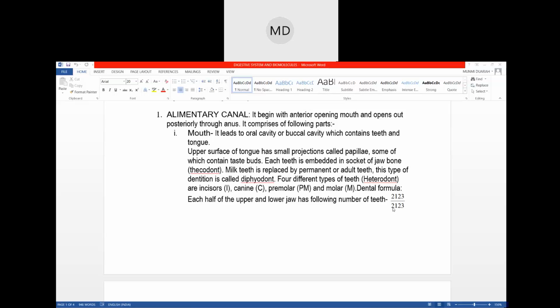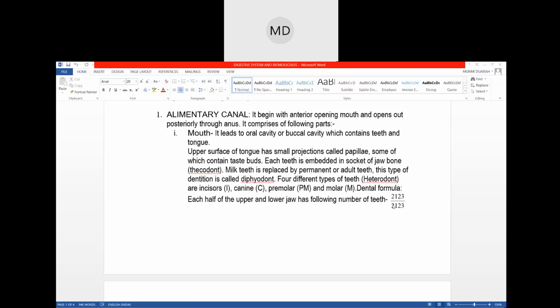The same thing applies for the lower jaw also. 2 incisors this side and 2 incisors that side, so in the front it will be 4 incisors. Then by the side of the incisors will be one canine. Then premolars, then molars. So among all your 32 teeth, the total number of incisors will be 2 plus 2, here 4, and here also 4.